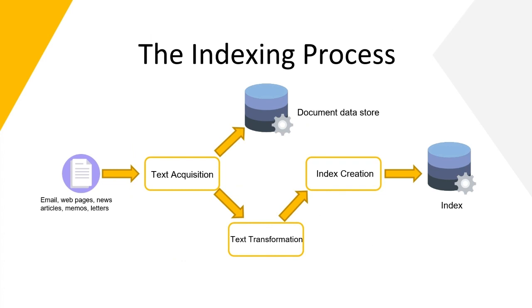So let us now see the flow of the indexing process. The emails, web pages, and news outlets which are available on the web are given as input to the first step called text acquisition. From text acquisition, it goes to text transformation, then index creation. This is where the index is created. Now, the three major components in the indexing process are text acquisition, text transformation, and index creation.